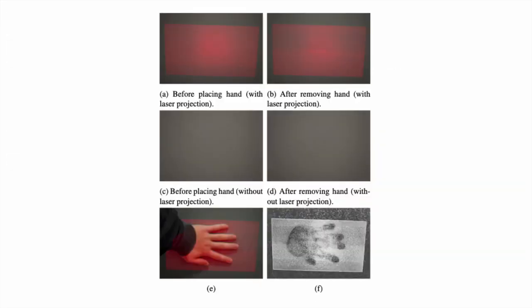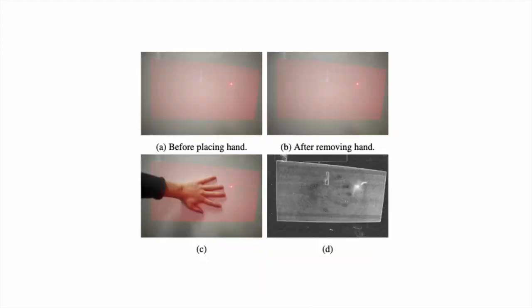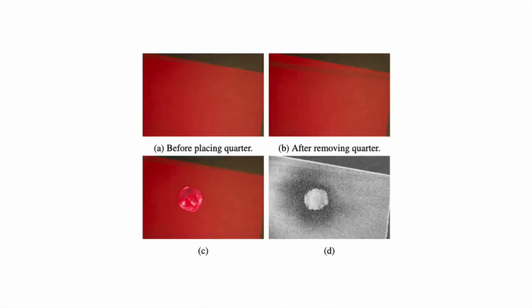I ran a number of experiments to test the robustness of my implementation. In my first experiment, I showed that the system can detect a hand placed on a wall. I also tried on a specular whiteboard. The system is able to show a faint detection of my hand. Placing a quarter on a cardboard box causes slight deformations due to the weight. The system is able to detect a quarter in the similarity map.